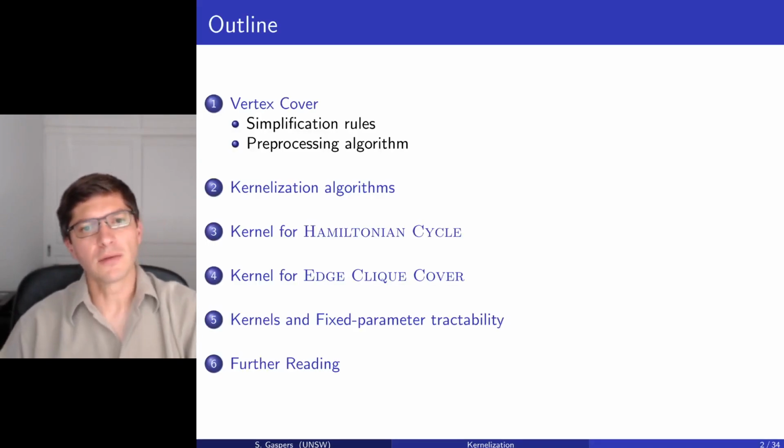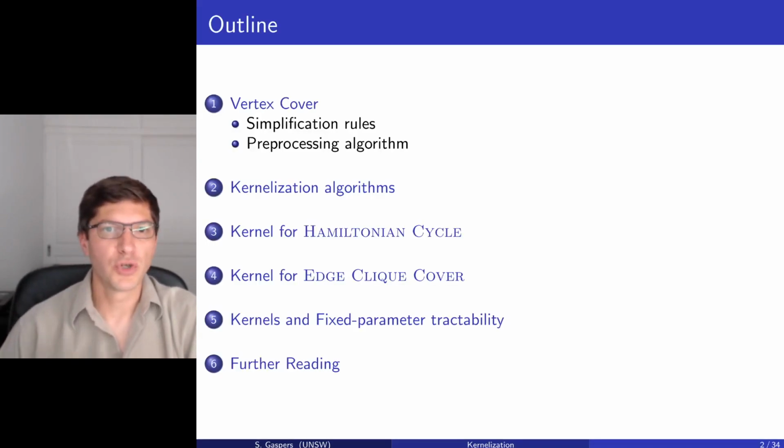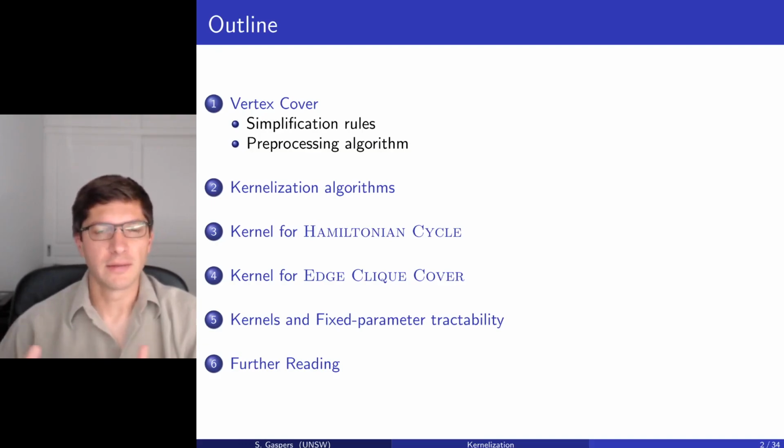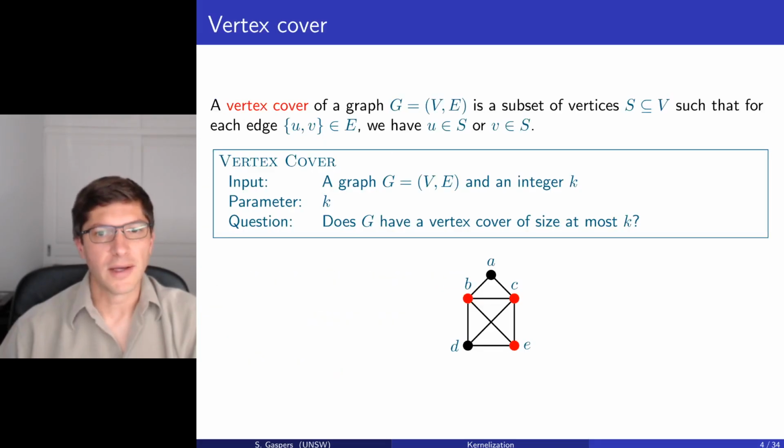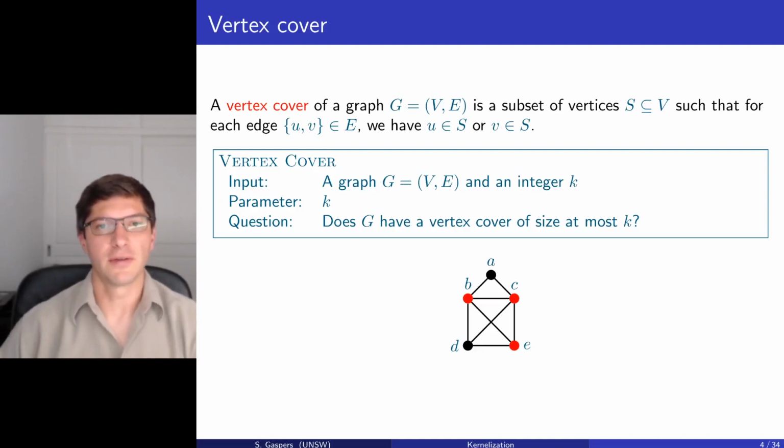We are going to see a few preprocessing algorithms or kernelization algorithms for several problems, like for vertex cover, for Hamiltonian cycle, edge clique cover. And while doing this, we are also building this theory about how to design kernelization algorithms. Okay, let's start with vertex cover.